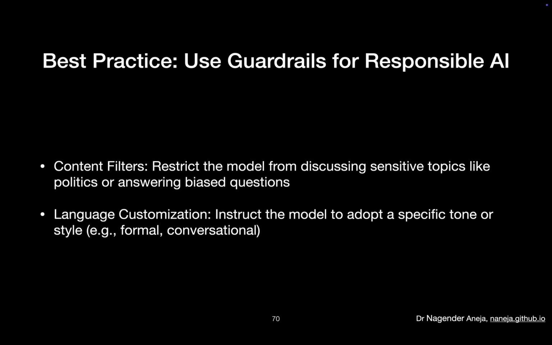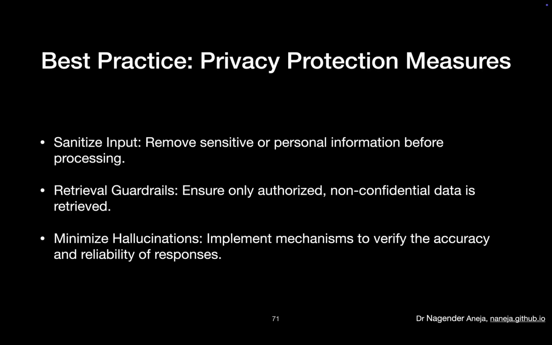Then language customization: instruct the model to adopt a specific tone or style, formal or conversational, so that can be trained. Then privacy protection measures also sanitize the input and remove any sensitive or personal information. Similarly, retrieval guardrails ensure only authorized and non-confidential data is retrieved. Then minimize hallucination. Implement mechanisms to verify the accuracy and reliability of responses.